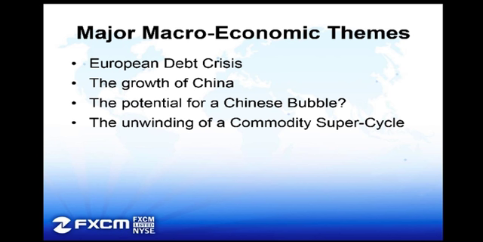The unwinding of a commodity super cycle. This is one of the things that helped China grow. It helped Australia grow. As a matter of fact, China might have even been one of the main causes for that commodity super cycle.